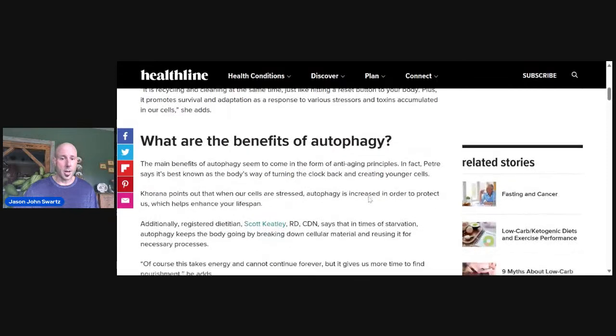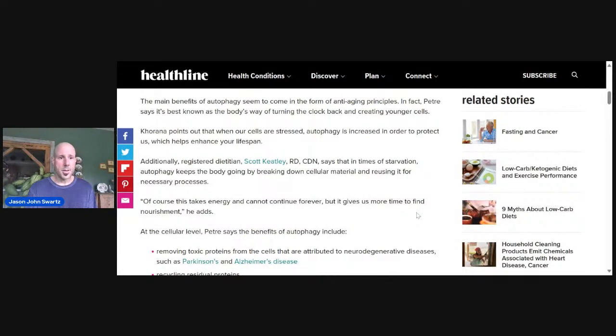What are the benefits of autophagy? In more detail, the main benefits of autophagy seem to come in the form of anti-aging principles. This person says it's best known as the body's way of turning the clock back and creating younger cells. Corona points out that when a cell is stressed, autophagy is increased in order to protect us, which helps enhance your lifespan. By the way, a ketogenic diet is a fast-mimicking diet.